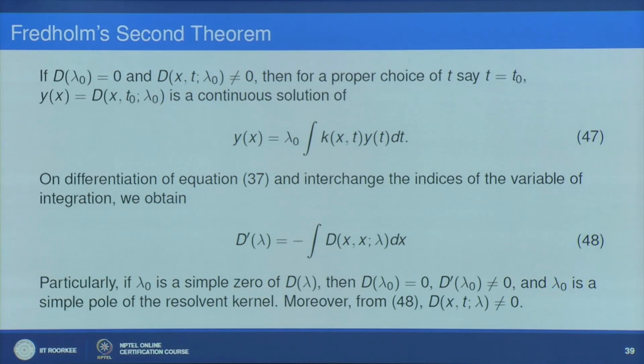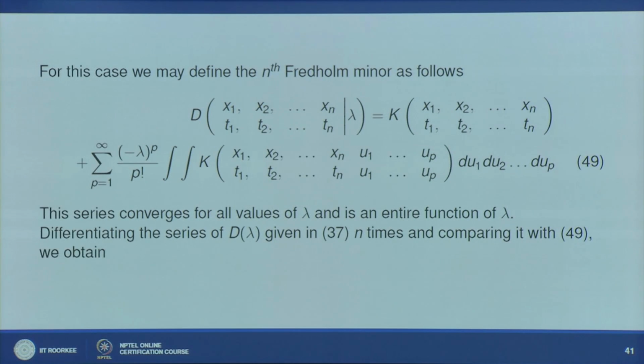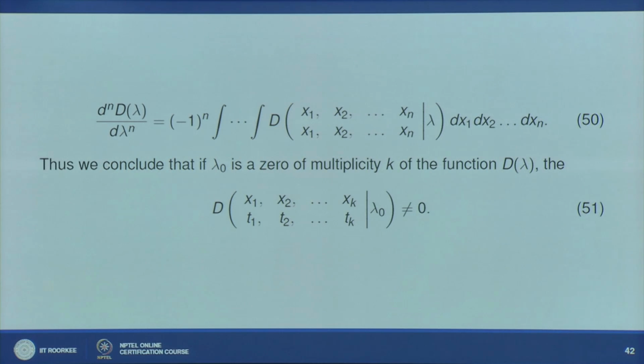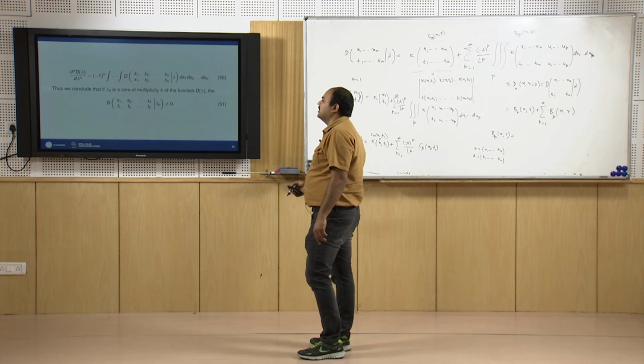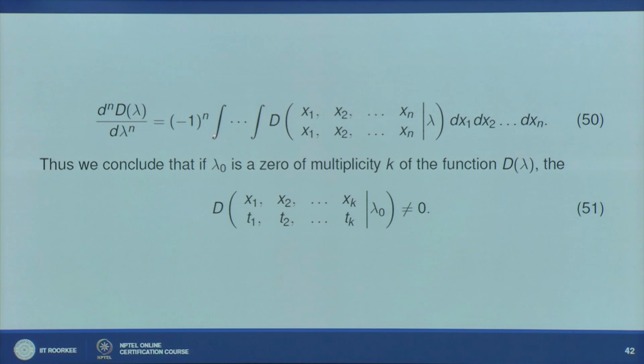If we look, we already have this kind of relation given as 48. When n equals 1, we have the relation D dash lambda is equal to minus D x comma x lambda. Now in the case when n is more than 1, do we have any relation of this 48 kind? Here we will not do it, but when you differentiate D of lambda, the Fredholm determinant, n times, you will see that it comes out to be minus 1 to the power n, times the n-fold integral of D of x1 to xn, x1 to xn, lambda, dx1 to dxn.